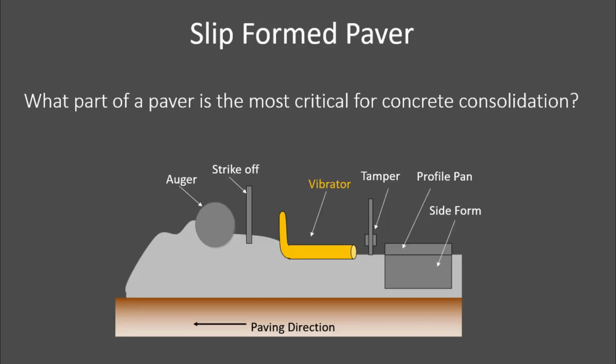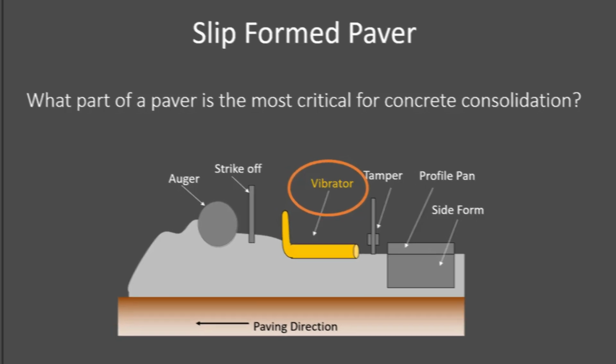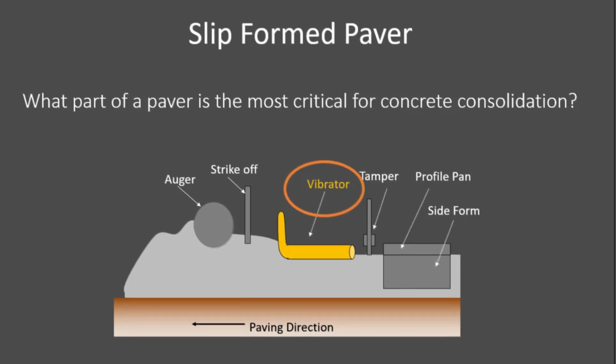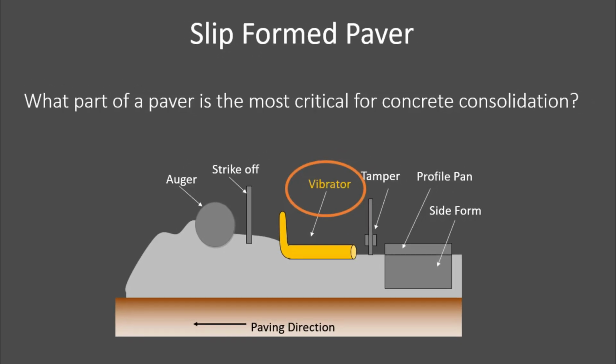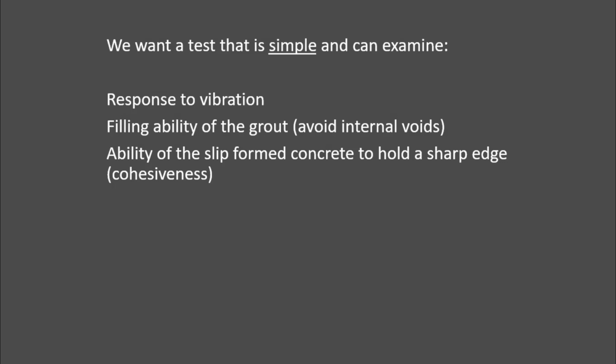If you looked inside a slip form paver and looked at the guts of it, the most important thing to consolidate the concrete is the vibrator. We must understand how the concrete responds to vibration. So we decided to try to come up with a test to do that. We needed something simple that measures the response to vibration, the filling ability of the grout so it avoids internal voids, and the ability to hold an edge. This is cohesiveness, and this is the type of thing you want in slip form applications.